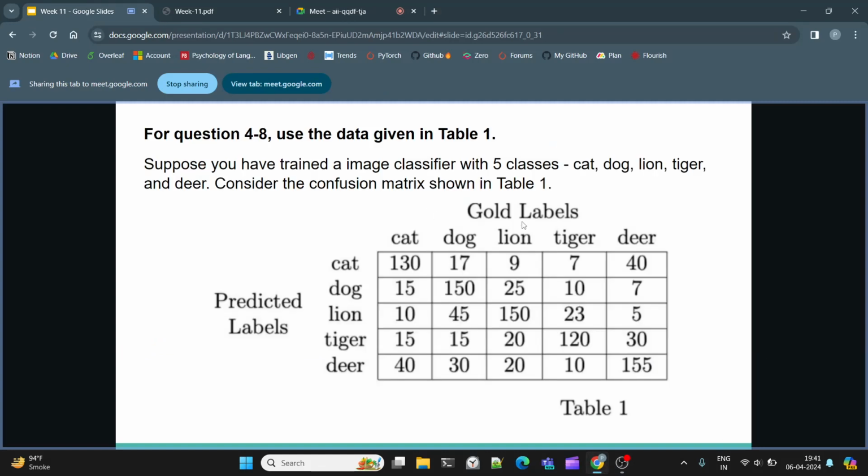So this is the confusion matrix that we would be using. Let me just read this. Suppose you have trained the image classifier with 5 classes: cat, dog, lion, tiger, deer, and the confusion matrix is given. The labels on this side are the predicted labels by the image classifier, and these are the gold labels. Now, based on this, we'll be solving a few problems.